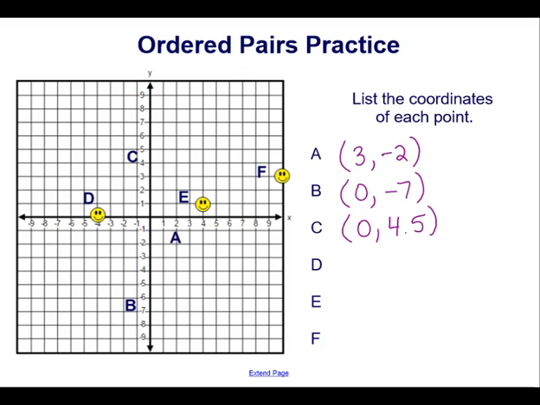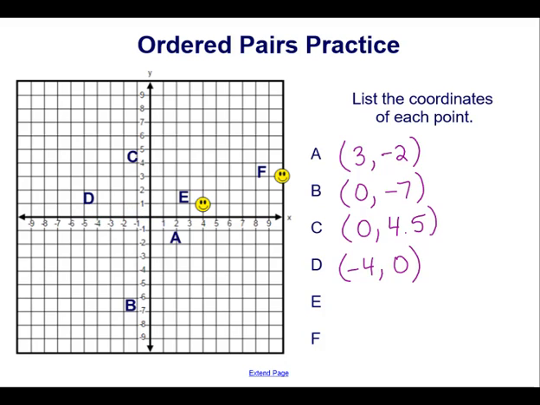Now let's do point D. In D, you're moving to the left 1, 2, 3, 4 units. So we have -4 as our first number. And now we're at point D. We didn't have to move up or down. So the y-coordinate, the second number in our point, will be 0.